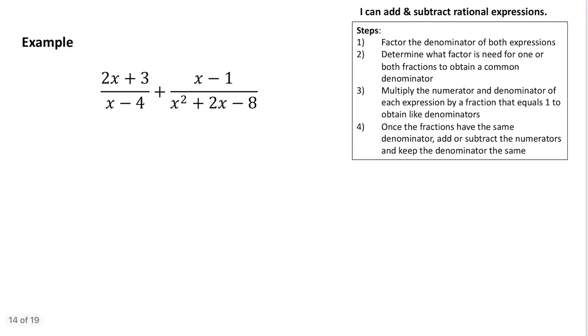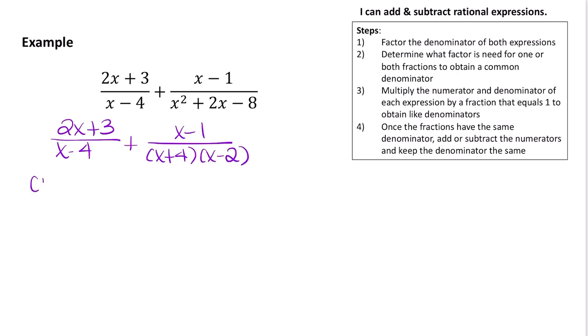Okay, so now let's try this example. So here, once again, we have unlike denominators, right? So we need to go ahead and factor everything. So we have 2x plus 3 over x minus 4, and then plus x minus 1 over, and then I'm going to factor that denominator. So I'm going to assume y'all already know how to factor. So I'm just going to write it as x plus 4 times x minus 2.